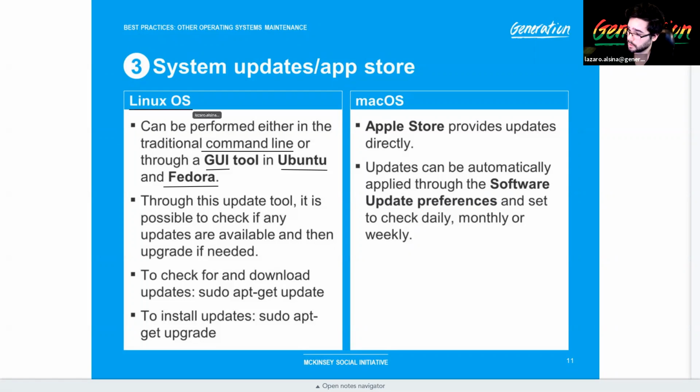So that's something very important to know, and the reason why it's so heavily used in the corporate world. And then, of course, through these update tools, it is possible to check if any updates are available and then upgrade if needed, known as a package manager, something that I wish Windows was a little bit better with. But Mac also has their own version of a package manager.